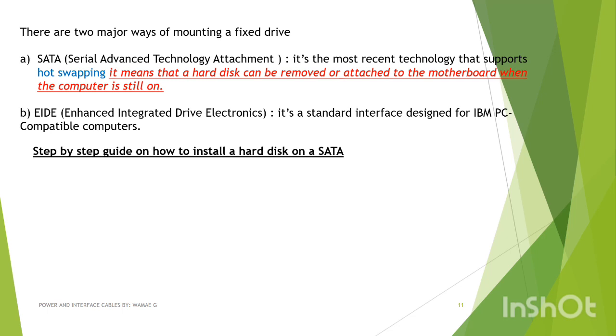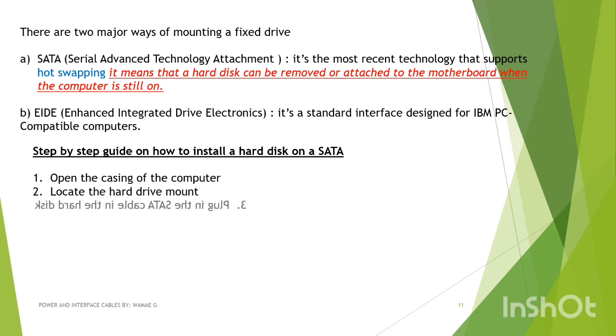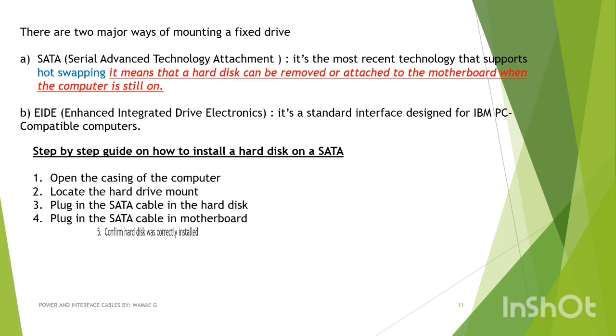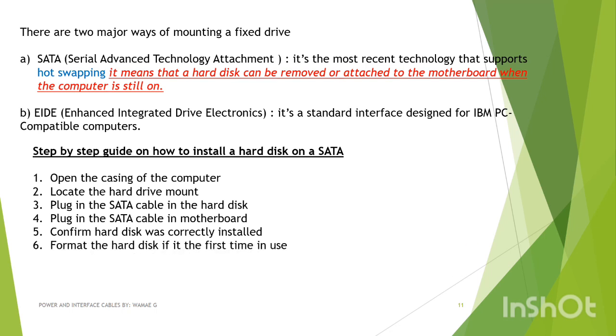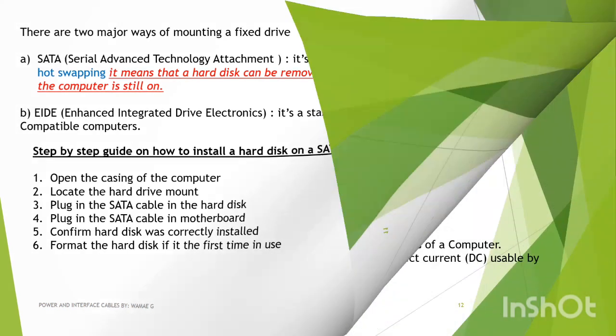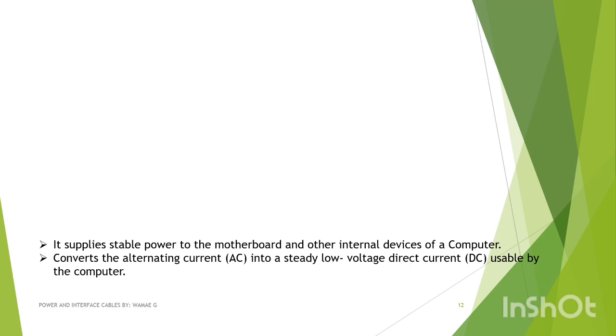Step-by-step guide on how to install a hard disk on a SATA. The first one, open the casing of the computer. Number 2, locate the hard drive mount. Number 3, plug in the SATA cable in the hard disk. Number 4, plug in the SATA cable in the motherboard. Number 5, confirm the hard disk was correctly installed. And number 6, the last one, is format the hard disk if it's the first time in use.